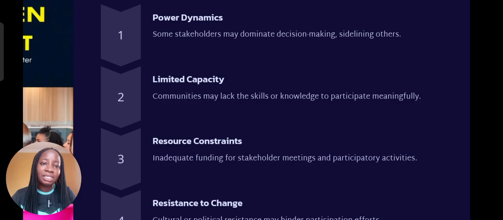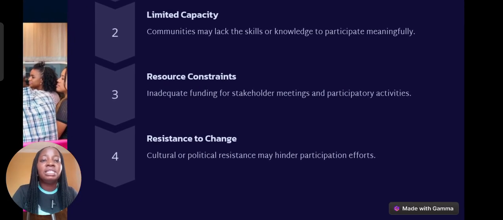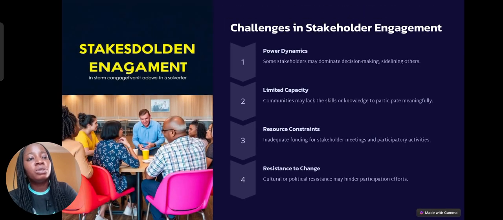Limited capacity. Communities may lack the skills and knowledge to participate meaningfully, and that's where training comes in. We also have, of course, inadequate funding, resource constraints for stakeholder meetings, participatory meetings, and all that. We have resistance to change. This now is from the community. There's cultural or political resistance, which may hinder participation efforts.